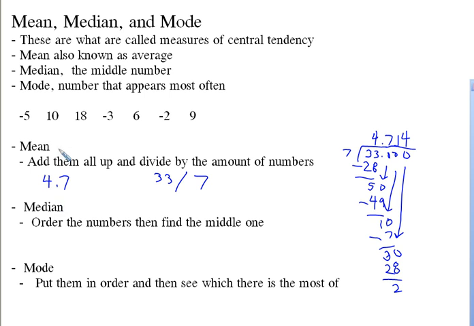Now median, we have to put these numbers in order first, because if we don't, then we can't figure out the middle number. The middle number is not the number that occurs in the middle right off the bat. You need to actually put them in order first. And I like to make sure I do this by crossing them off. So negative 5 is the smallest number I got. Then I got negative 3. Negative 2.